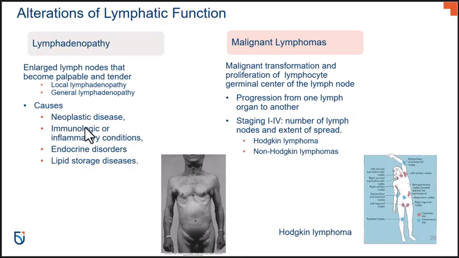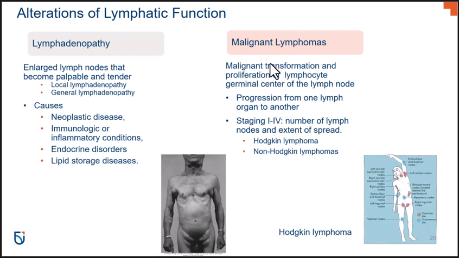There are different causes, including neoplastic disease. So this is where an abnormal mass of tissue forms when cells grow and divide more than they should. Certain immunologic or inflammatory conditions can predispose somebody to lymphadenopathy, certain endocrine disorders, as well as lipid storage diseases.